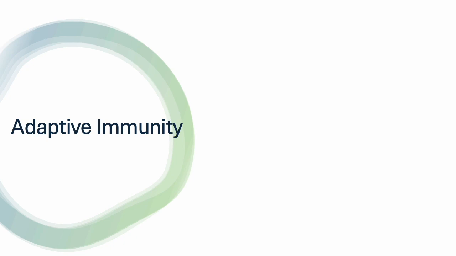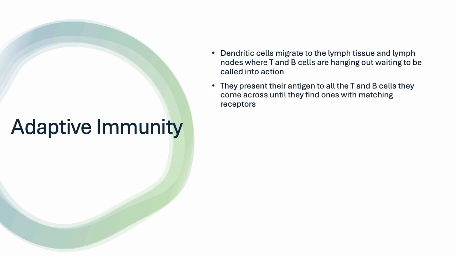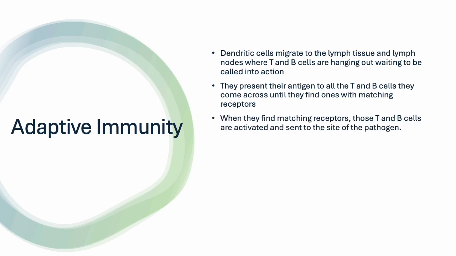So adaptive immunity starts with the dendritic cells. They take these antigens from the macrophages and then they have to go away. They have to go to the lymphatic tissue where T and B cells kind of just hang out waiting to be asked to help. The dendritic cells then present their antigen to all the T and B cells that are just kind of hanging out until they find the ones with matching receptors.